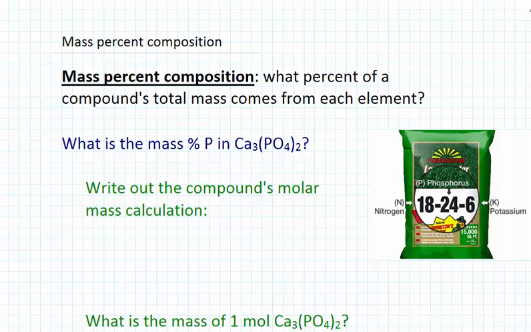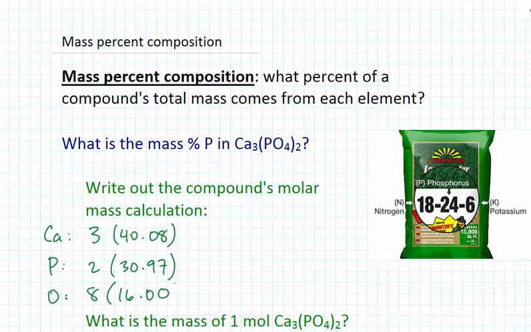So we need calcium, we need phosphorus, we need oxygen. There are 3 calciums, and calcium from the periodic table is 40.08. And how many phosphorus are there in the formula here? 2, and that's 30.97. And how many O atoms are in that formula? There are 8, because 4 in phosphate, but there are 2 phosphate groups. So there are 8 O's.